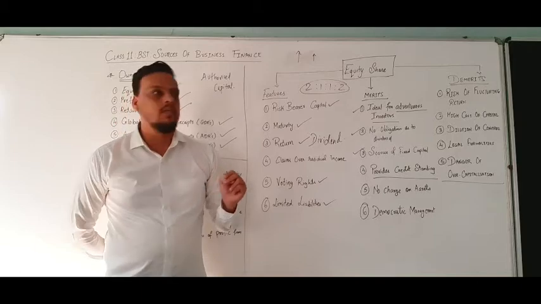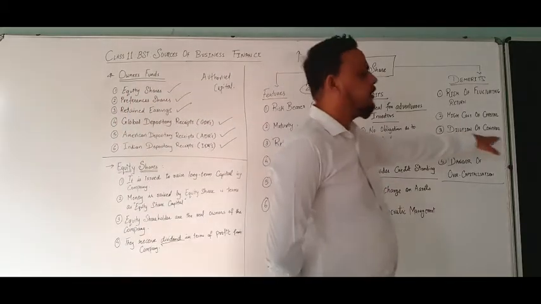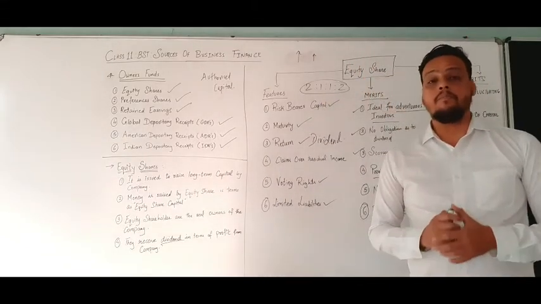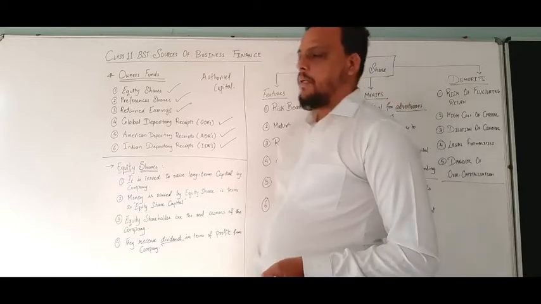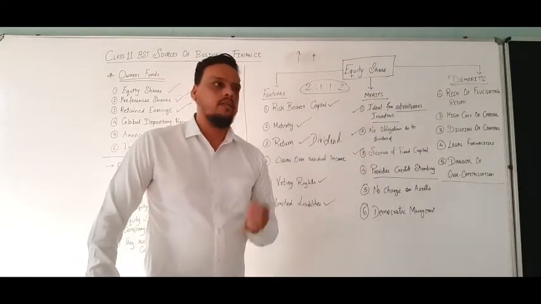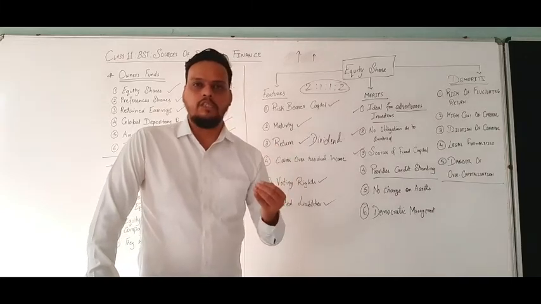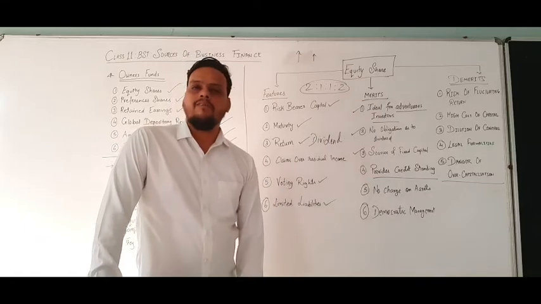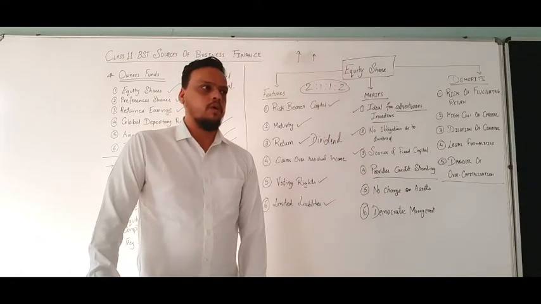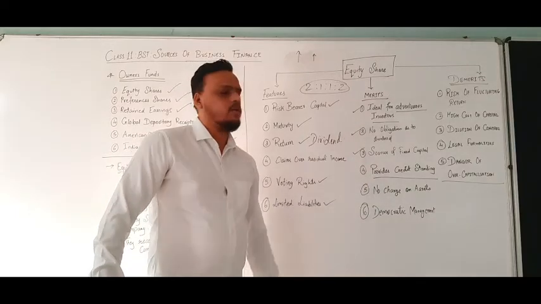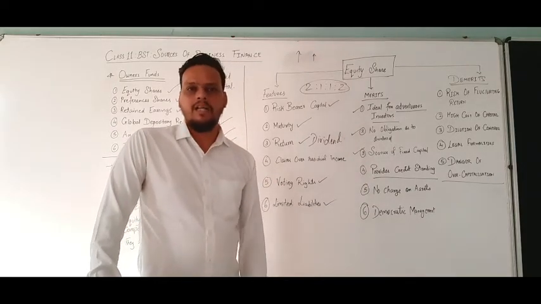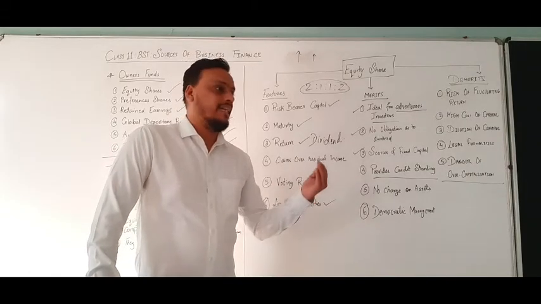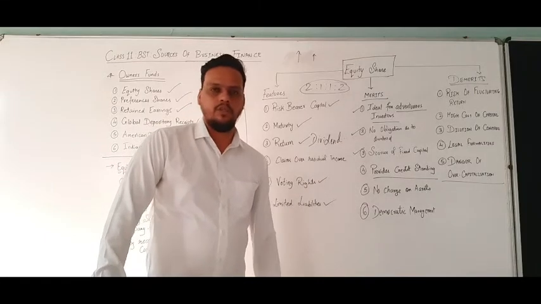Dilution of control means that existing shareholders who are already getting benefits from the organization, after a certain period of time, the organization thinks it should issue equity shares in the general market. So they issue, and investors invest in the organization. Because of that, the division of control becomes imbalanced, and existing shareholders think they are getting fewer benefits because of those equity shares.